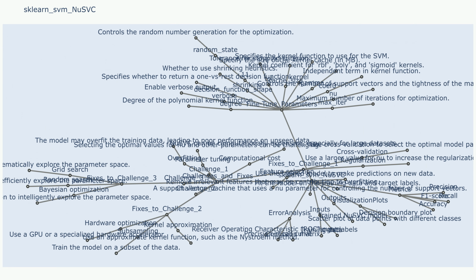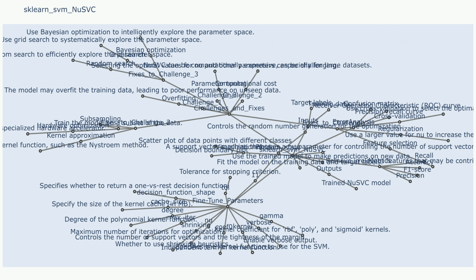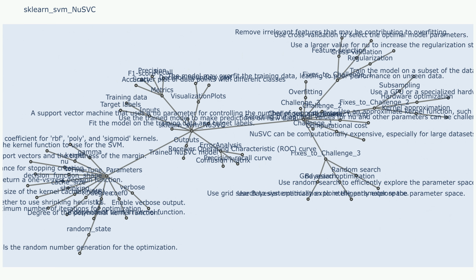Challenges and fixes. Challenge 1: overfitting. If the model is too complex, it may overfit the training data, leading to poor performance on unseen data. Sample use case that resulted in Challenge 1: a NuSVC model with a high degree polynomial kernel and a low nu value may overfit the training data. Fixes to Challenge 1: reduce the complexity of the model by using a simpler kernel function or a higher value of nu. Use regularization techniques, such as L1 or L2 regularization, to prevent overfitting.